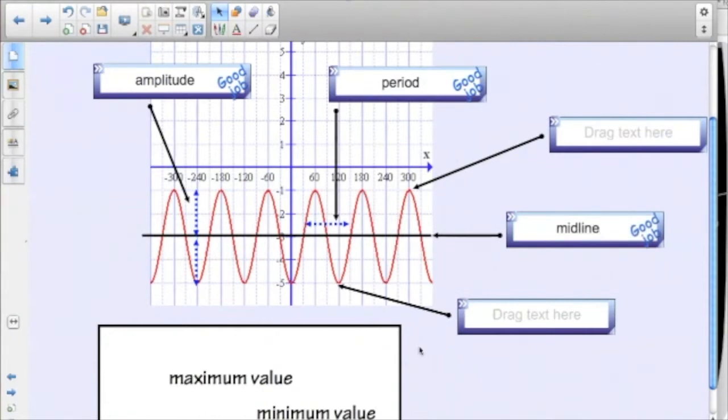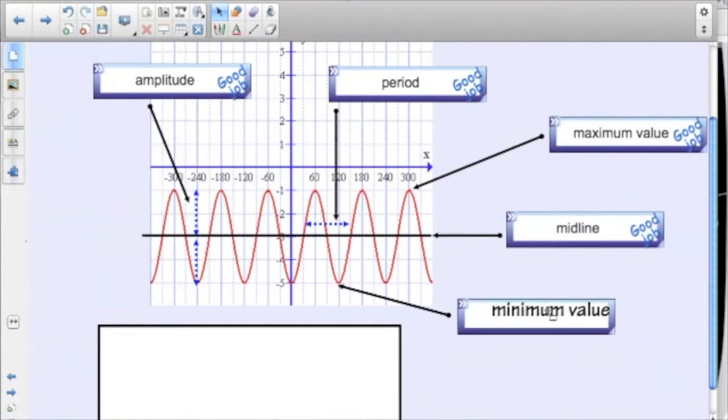And the maximum value, well, that would be at the very top. So we know that's at the very top here. And the minimum value will be the very bottom one. And I got a good job and all.